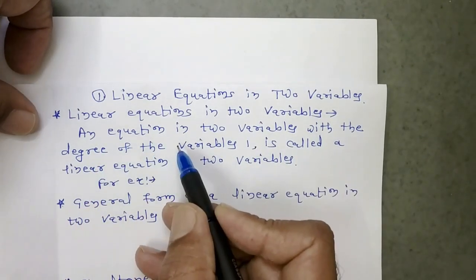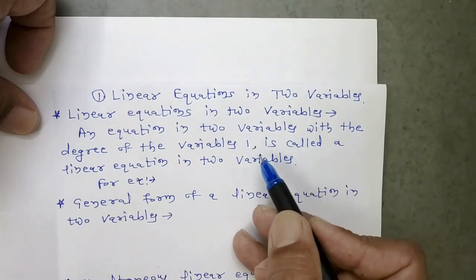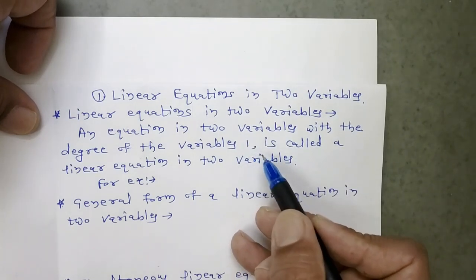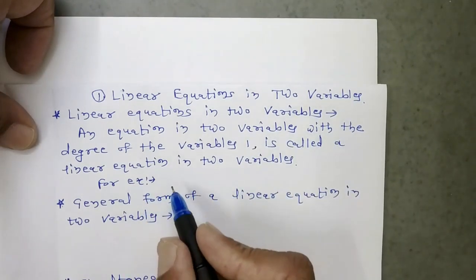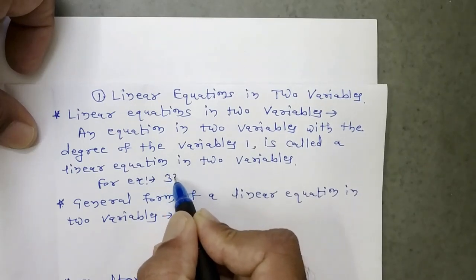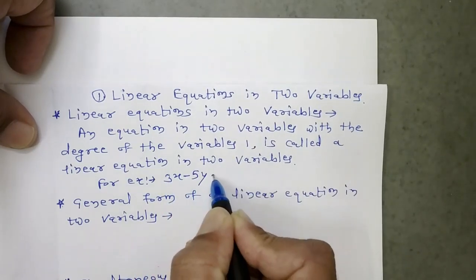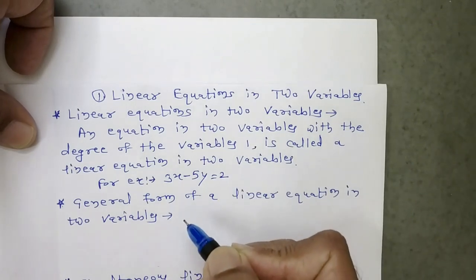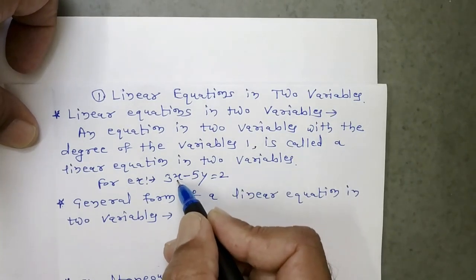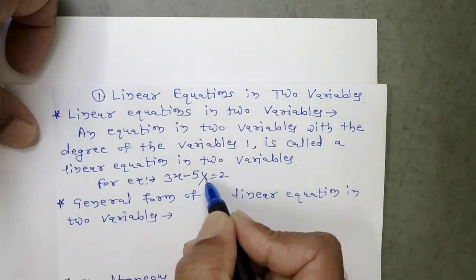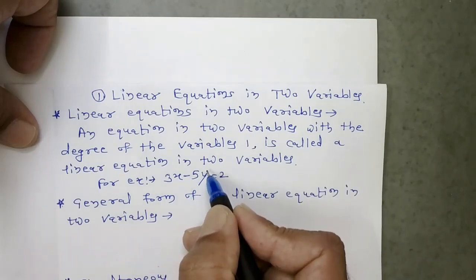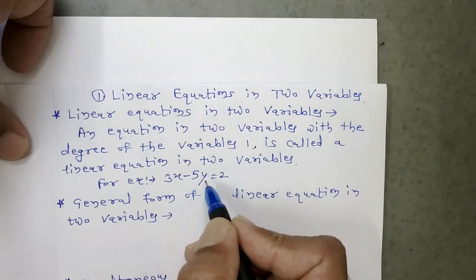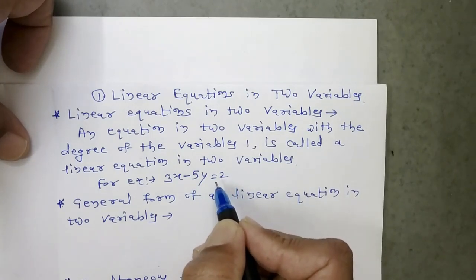An equation in two variables with the degree of the variable 1 is called a linear equation in two variables. For example, 3x minus 5y is equal to 2. In this equation, there are two variables x and y. Degree of variable x, that is its index, is 1 and degree of variable y is 1. Therefore, this is a linear equation in two variables.